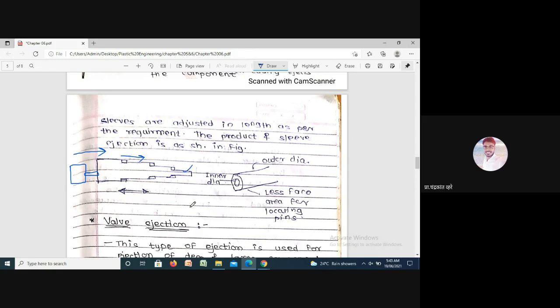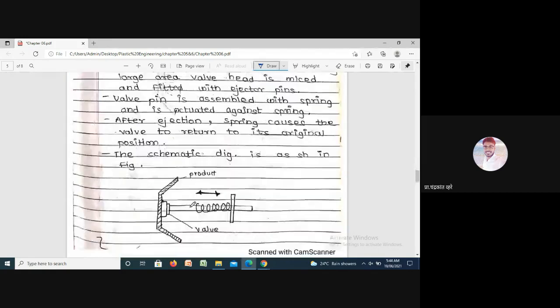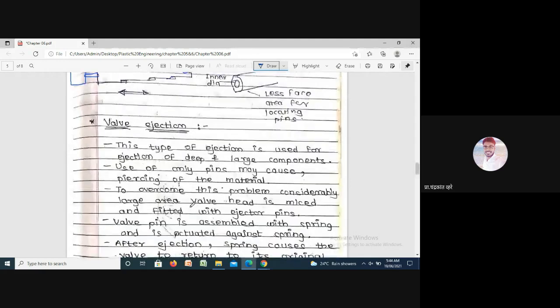Only keep in mind that the sleeve ejection system is used just for hollow parts or parts having slots. Next is the valve ejection system. Give the heading if you want: valve ejection system.